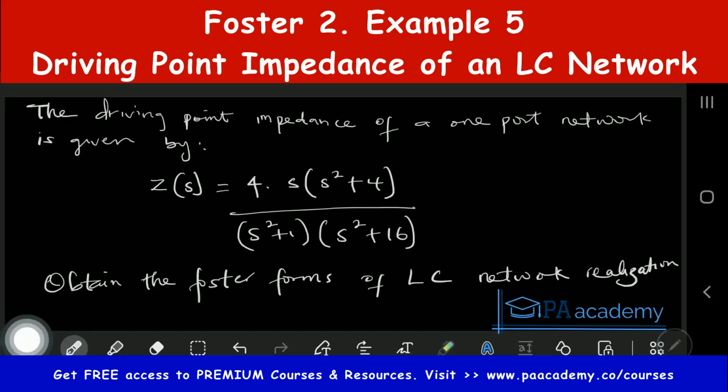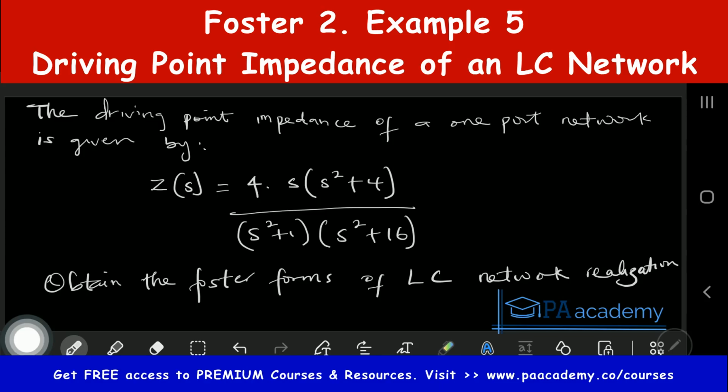Hello and welcome back to our example series on Foster 1 and Foster 2. So right here is our example 5 on the Foster 1 and Foster 2 series that we are currently looking at. If you missed the previous parts, you'll find the link in our playlist on Foster or network synthesis. You'll find the link to all of those videos. Alright, so right here is our example 5.